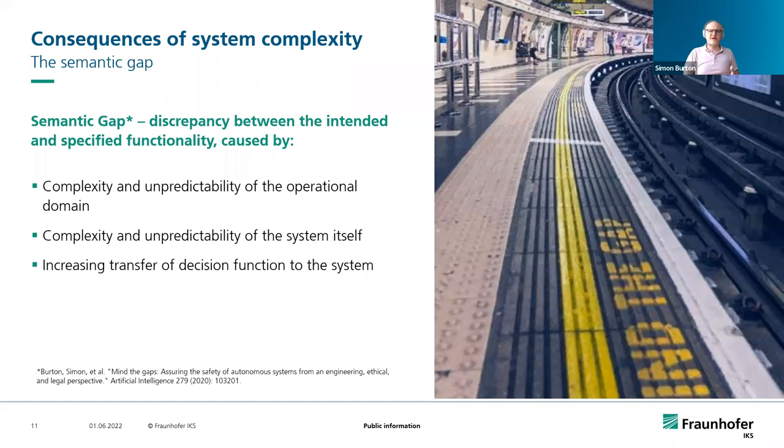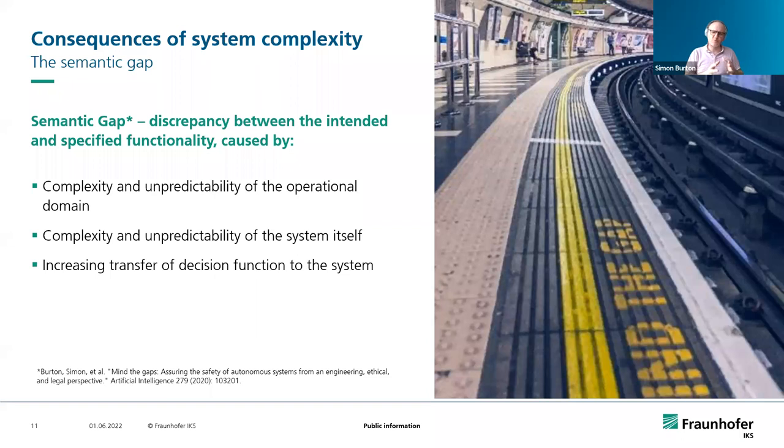And this could be caused by the complexity and unpredictability of the operational domain, as I've recently just explained. It can be due to the complexity and unpredictability of the system itself. And we'll see there, when I talk about machine learning, the way that can manifest itself within the system.